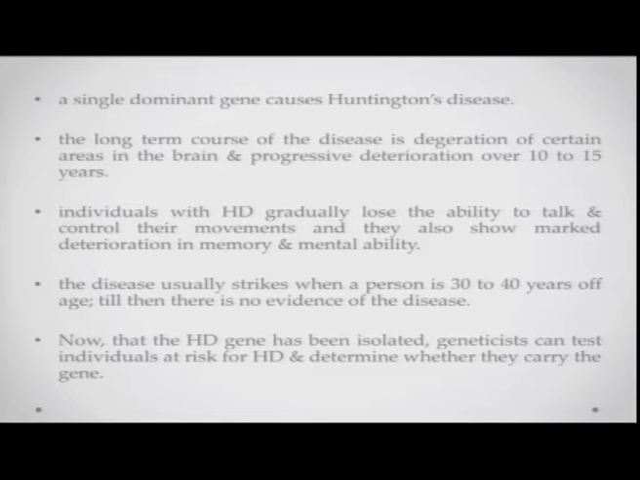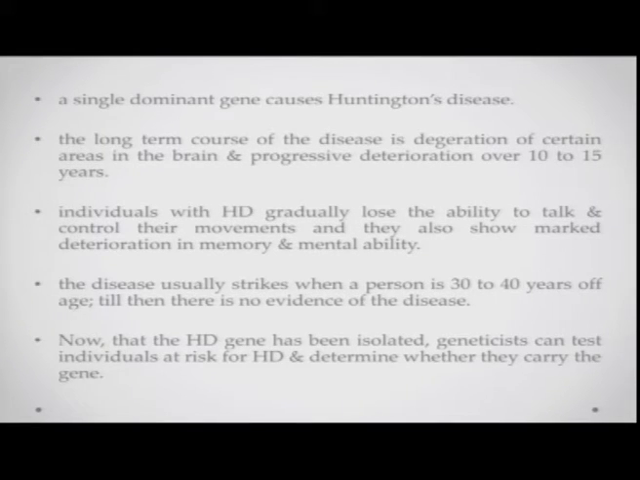Also, another example: a single dominant gene causes Huntington's disease. The long term course of the disease basically leads to degeneration of certain areas in the brain, and the progressive degeneration continues for over 10 to 15 years. Individuals with Huntington's disease gradually lose the ability to talk and control their movements, and they show marked deterioration in memory and mental ability. So, this is something very important. The problem is both in terms of motor abilities and also other mental abilities.